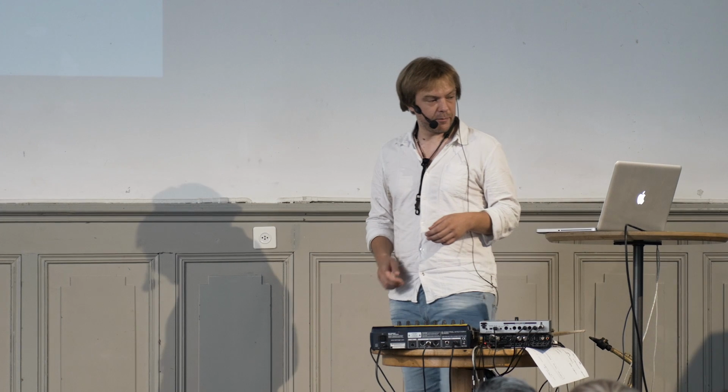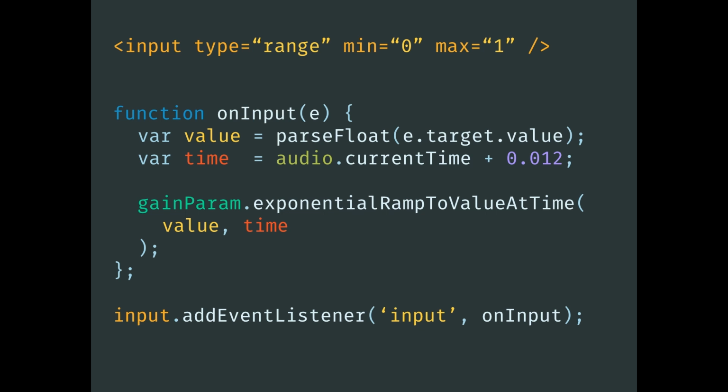So let's look at some code. We've got our range slider. It's got minimum and maximum values. And we're doing add event listener. And every time we hear an input event, we're saying, OK, we'll update the gain parameter. We'll do a curve to the new value over 12 milliseconds in the future. Cool. I've got some examples of that.